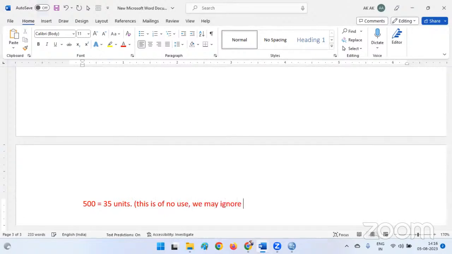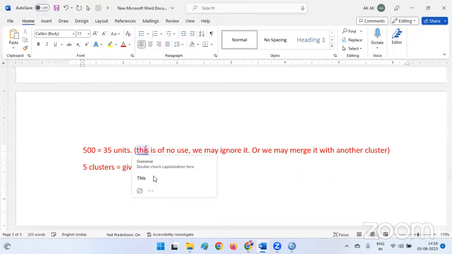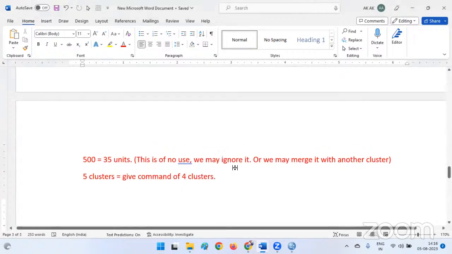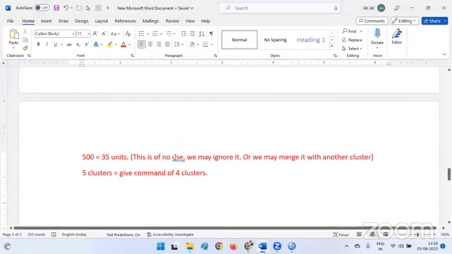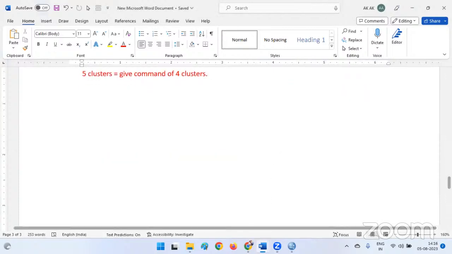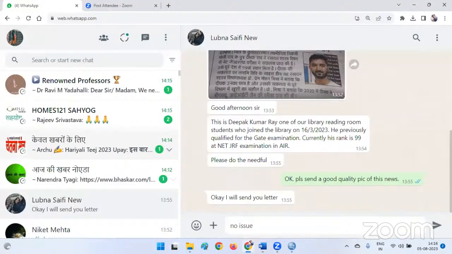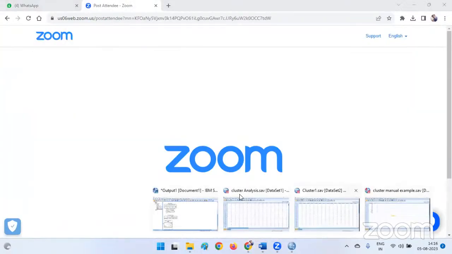We may ignore it, or we may merge it with another cluster. So suppose if you have 6 clusters or 5 clusters, you can give the command of 4 clusters. So the smallest cluster generally is merged. Okay. So this is the way that we do exploration in cluster analysis. So I'll take one important example and then I will go through the dendrogram also so that you understand it in a better way. Okay.